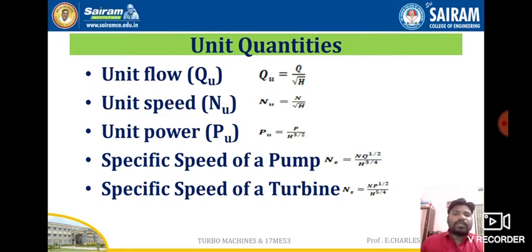The specific power is referred to as the ratio of power in or out of a turbo machine to its weight or unit mass or unit volume. Finally, the specific speed of the pump is the speed of geometrically similar machines discharging 1 cubic meter per second of water under a head of 1 meter. So specific speed Ns is equal to N root Q divided by H to the power of 3 by 4. This is the formula for specific speed of a pump.